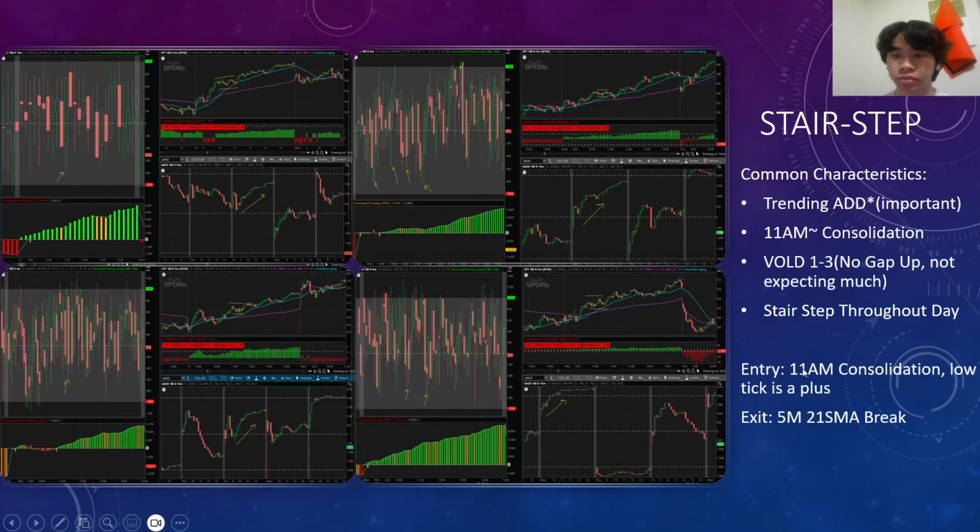The best entry would be this 11 a.m. consolidation, and if you can identify a low tick reading, that's just an added plus, and you can get a pretty good risk reward. However, it's not necessary because sometimes these setups like to consolidate in an ascending pattern, so you won't always get that low tick, but that's also fine. And then your exit would just be the 21 SMA break. In most of these instances, you see it respects it very well throughout the end of the day.